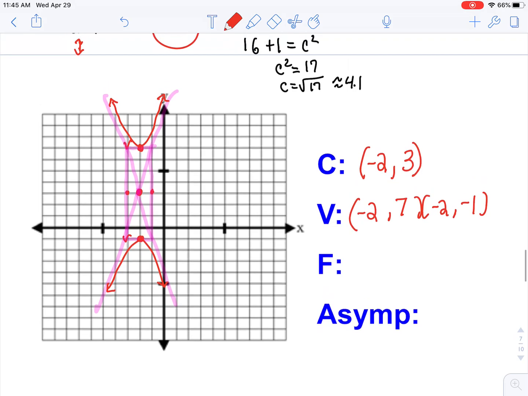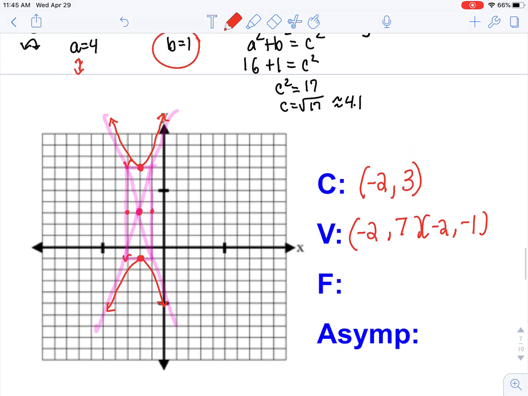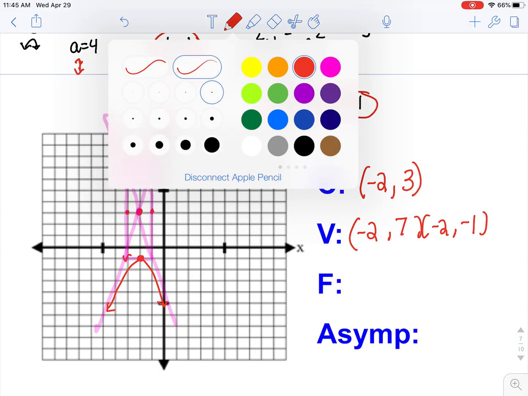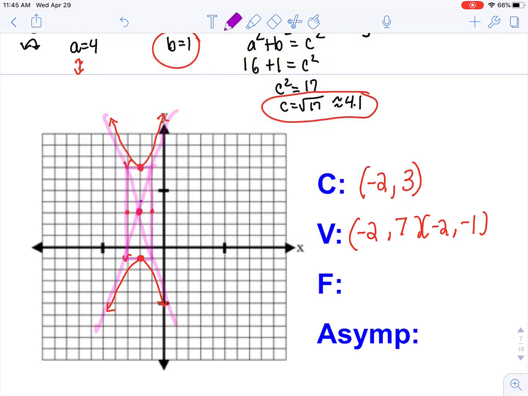Okay, we've got everything here except the focal points. So the focal points, remember, our C value was approximately 4.1. So switch colors here to purple. We are going to go up 1, 2, 3, 4.1. There's my focus. And we're going to go down 4.1. There's my focus. When I'm writing my focal points, notice that they both, again, have the same x value of negative 2.